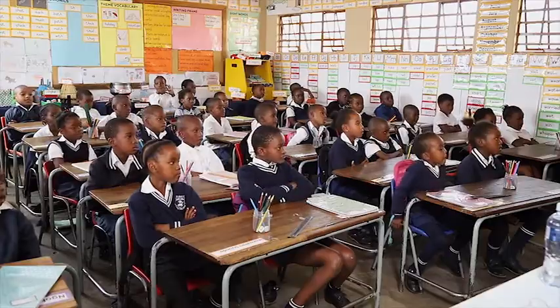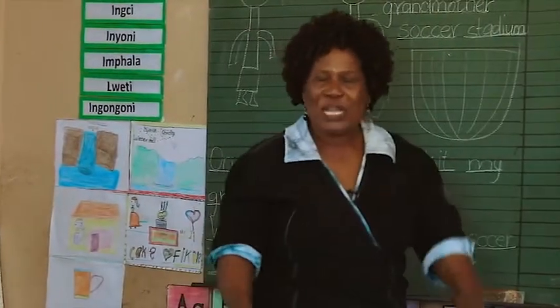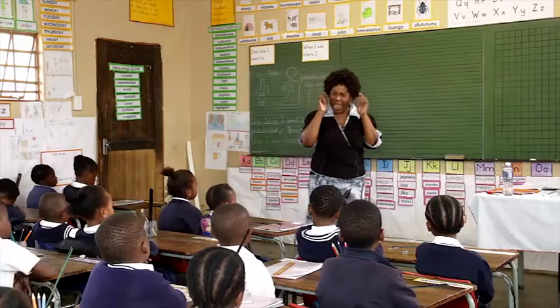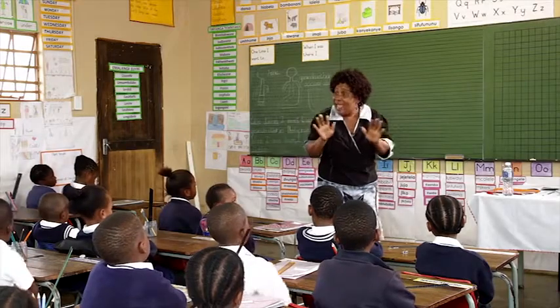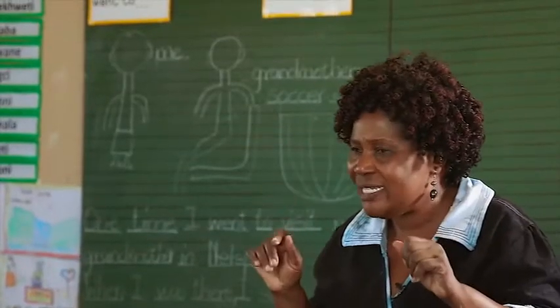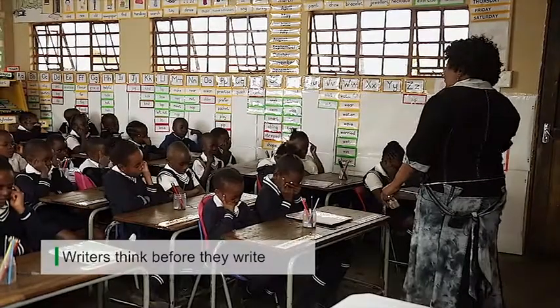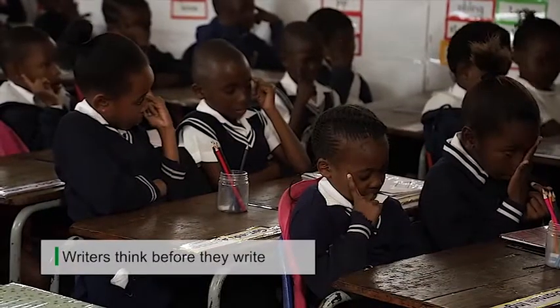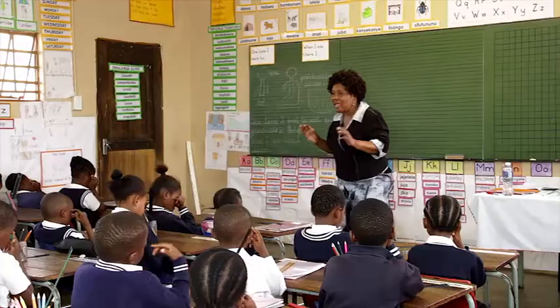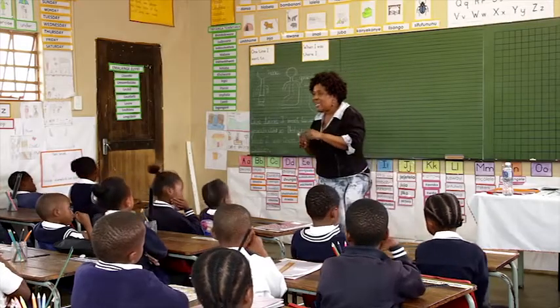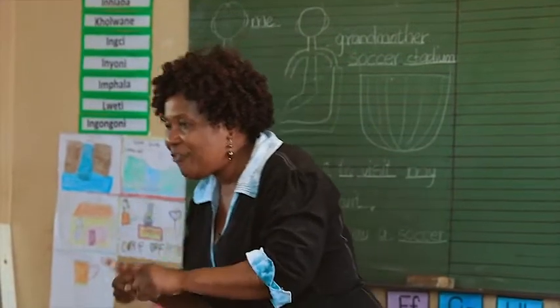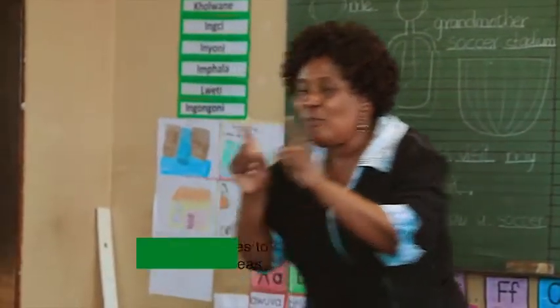Good. Now, I want you to think of any place where you have been. We are going to write about it. Now, think. You close your eyes and think. Writers think before they write. Okay, open your eyes. Now, turn and talk to your friend. You tell your friend, where have you been?